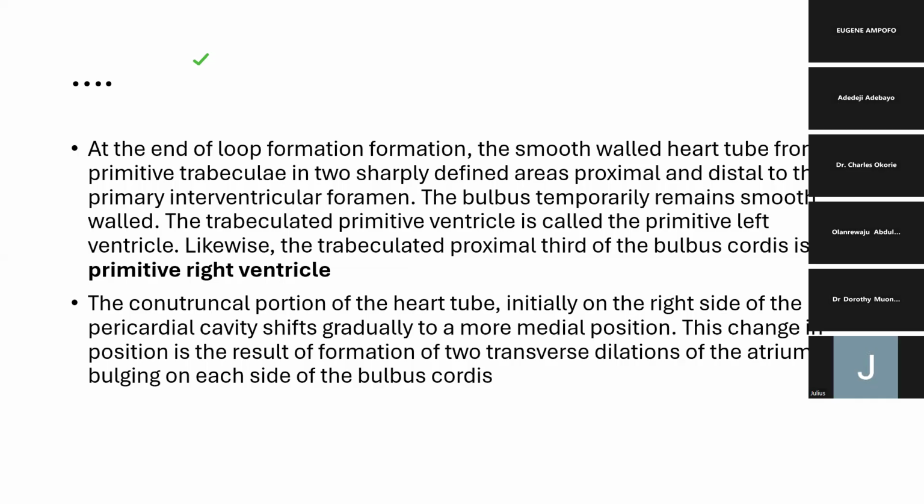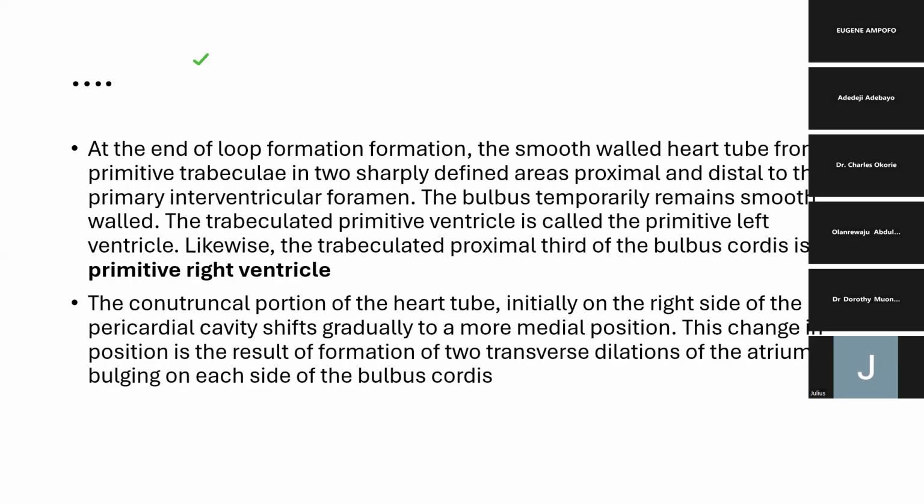So at the end of the loop formation, the smooth-walled heart tube forms primitive trabeculae in two sharply defined areas, proximal and distal to the primary interventricular foramen. So the bulbus temporarily remains smooth-walled. The trabeculated primitive ventricle is called the primitive left ventricle. Likewise, the trabeculated proximal third of the bulbus cordis is known as the primitive right ventricle.